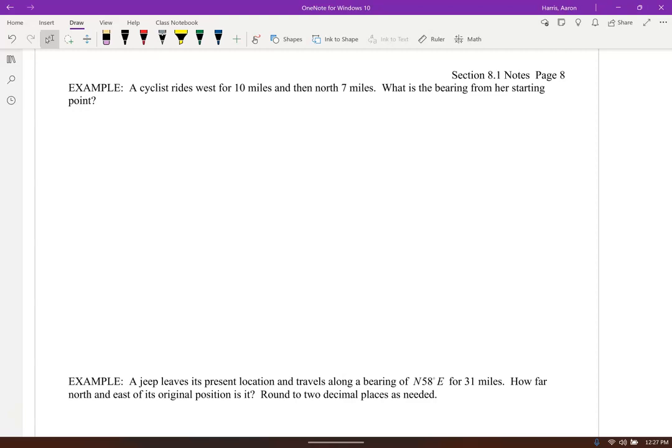The cyclist rides west. I'm sorry, cyclist. Let's do it from the origin here. So here's our cyclist. It's going 10 miles directly west, to the left, right? And then straight north off of that, so straight north, 7 miles.